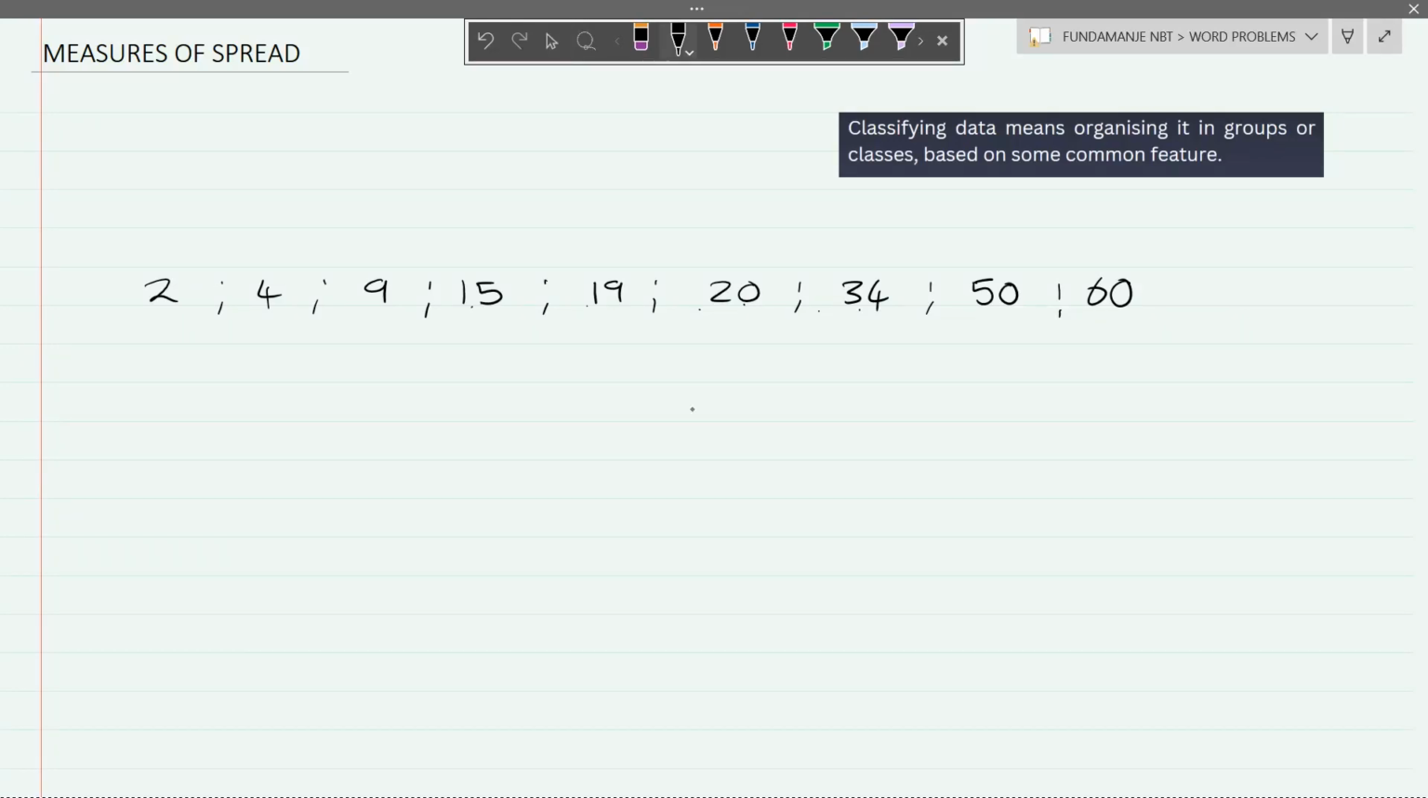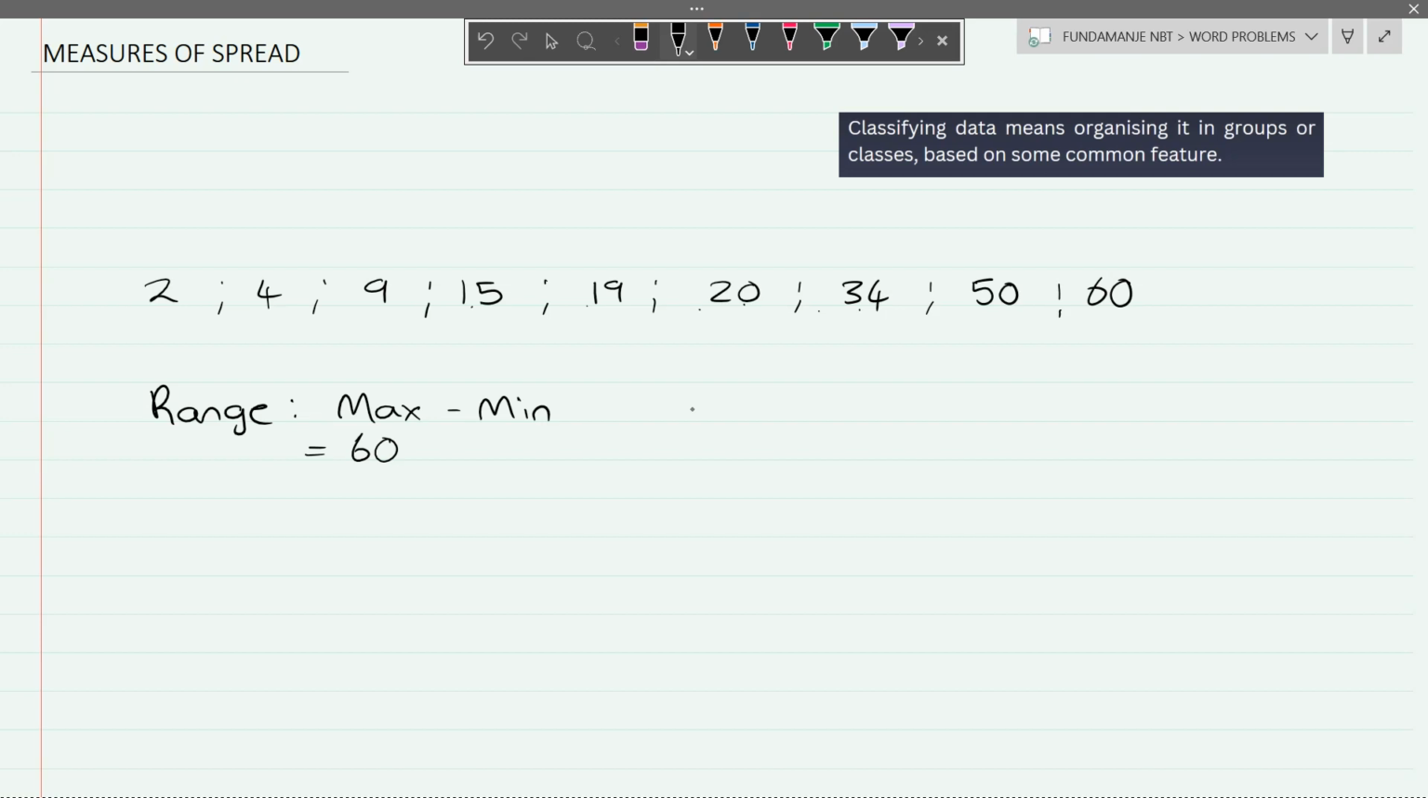Hi, in this video we want to talk about the measures of spread. The first measure of spread is referred to as range. Now range is the difference between the maximum value of a dataset and the minimum value of a dataset. It tells us how our values are spread out.